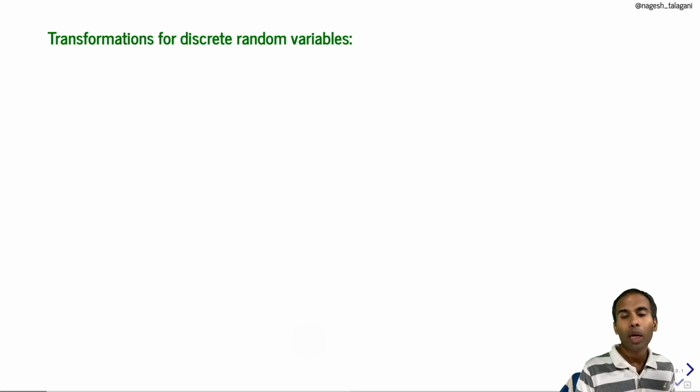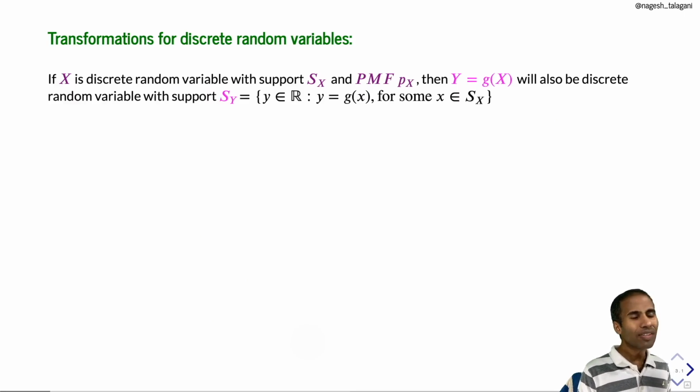Now let us see probability distributions of transformations for discrete type random variables. If X is a discrete random variable with support S_X and PMF P_X, then Y equal to g of X will also be a discrete random variable with support S_Y consisting of the values that g can take over S_X.